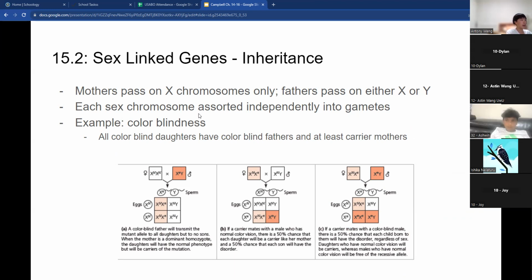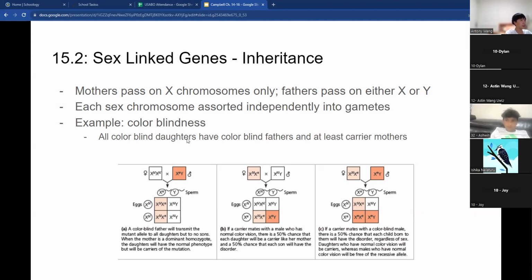Sex chromosomes: each sex chromosome assorts independently into gametes. This just means that in meiosis, when gametes are formed, the chromosomes line up and they're randomly separated into one of 4 gametes. So what your genetic makeup is, is random, basically. That's what this means.